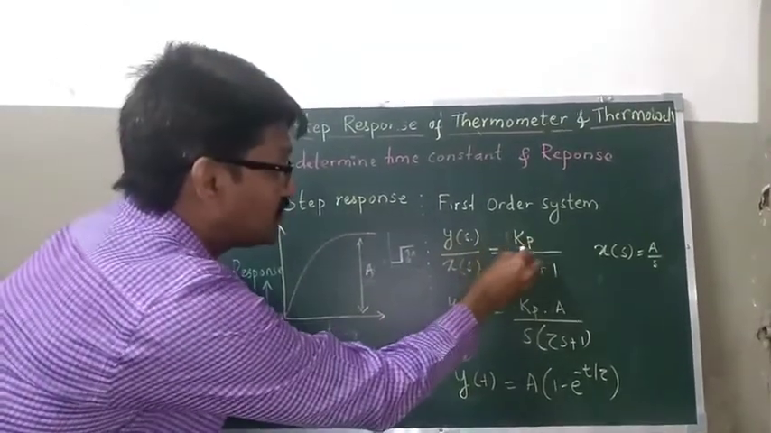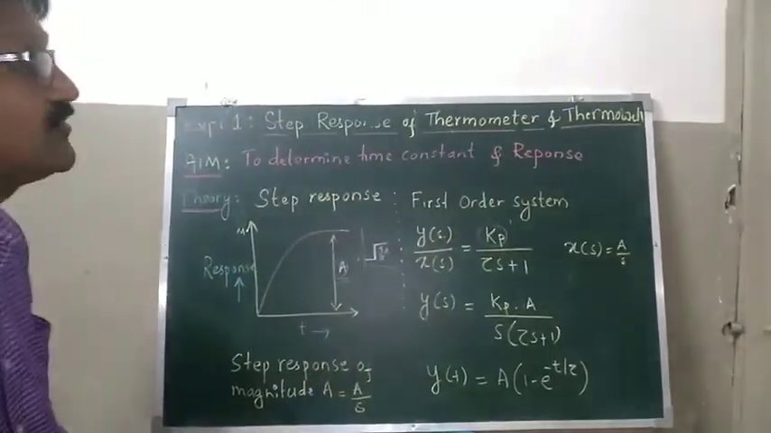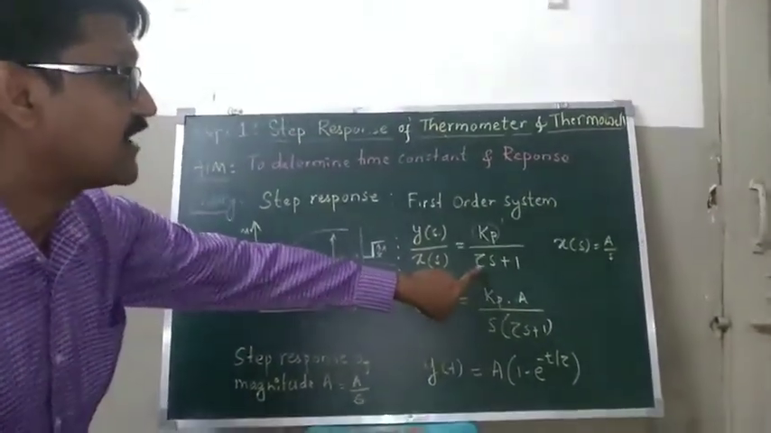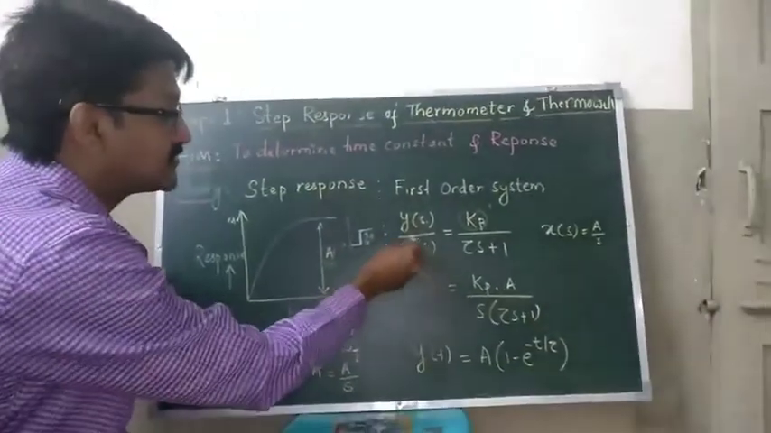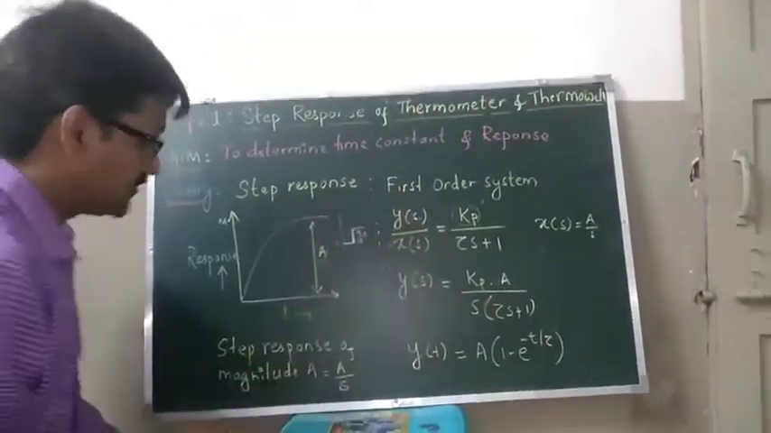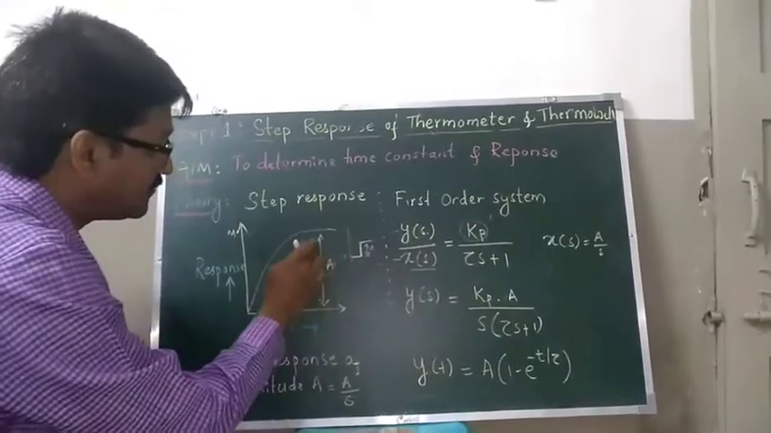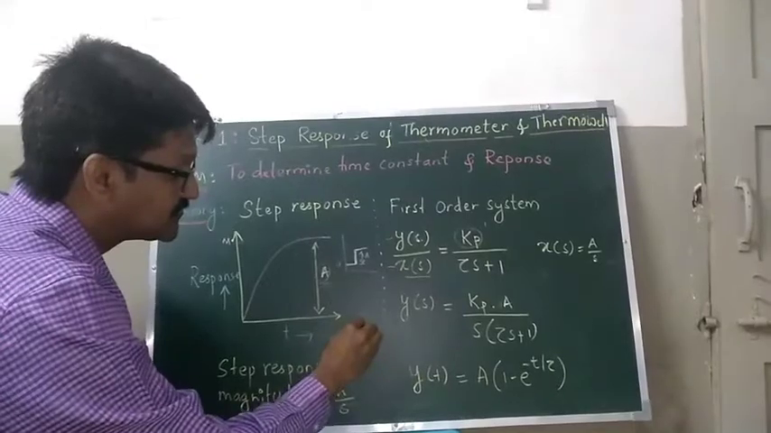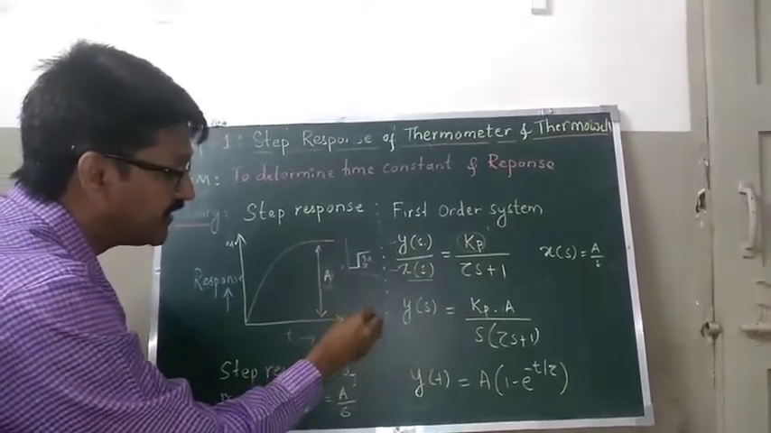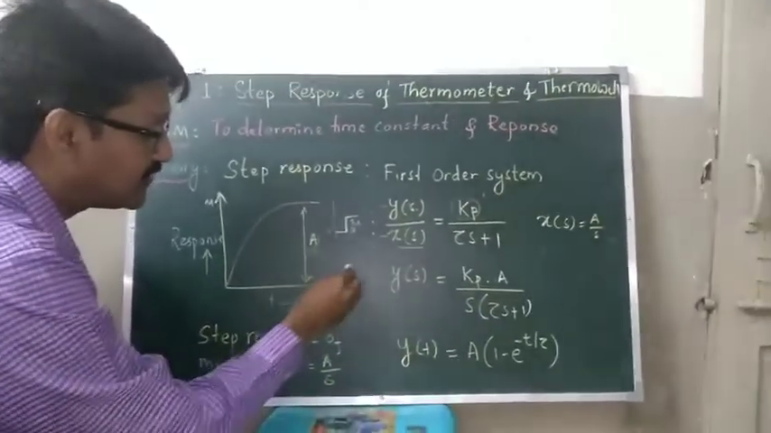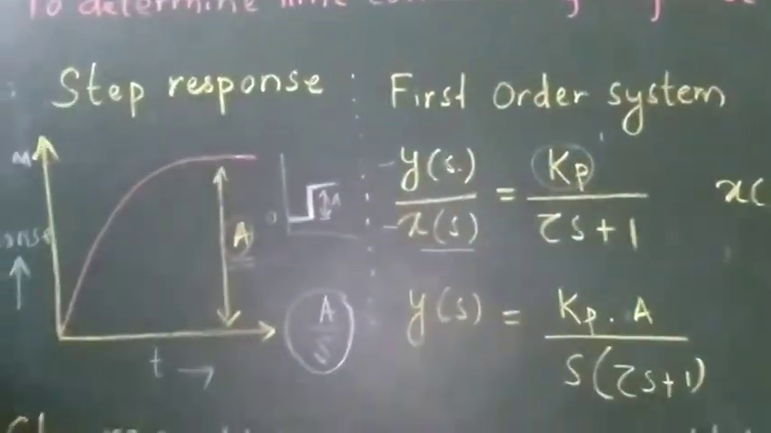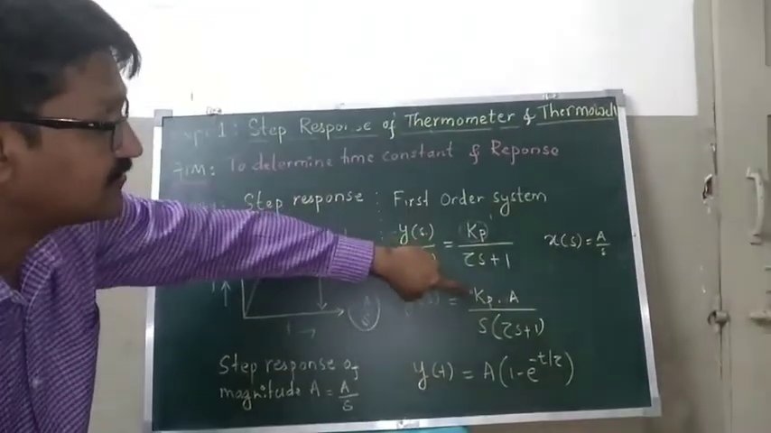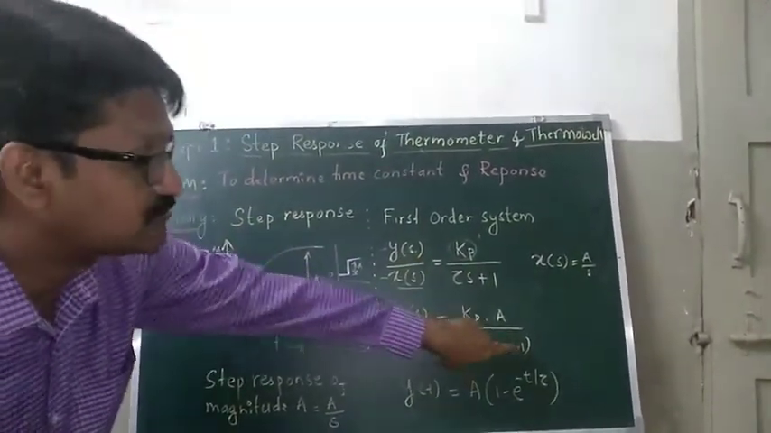So if it is not known, usually we will take this as 1 divided by tau s plus 1. So therefore tau is the time constant. So therefore I am going to calculate tau. What is x of s? This is output and this is input. So therefore x of s is the magnitude of the change. What is the magnitude of change? Step 1 by s. Suppose you are giving a magnitude A, then it is A by s. Therefore your magnitude of change is A by s. Suppose you put A by s here, I am going to take this A by s here. Therefore Kp A by s times tau s plus 1.